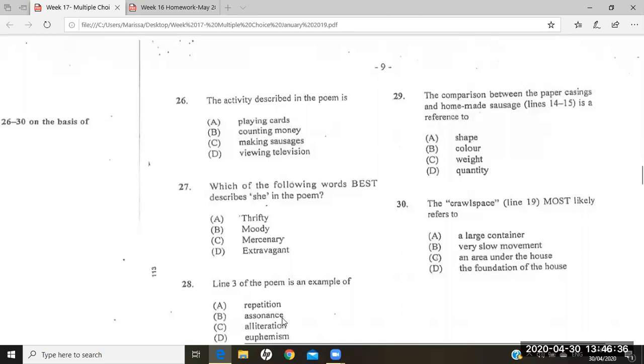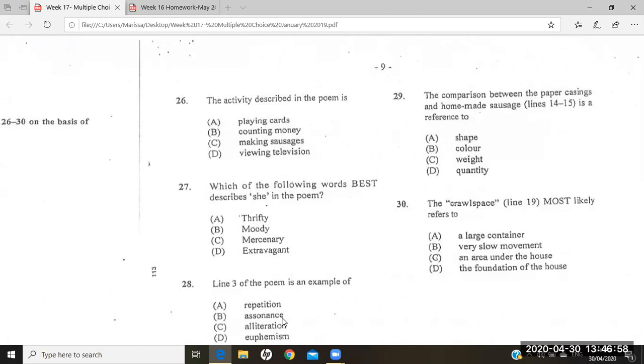So like the ending of the word sounds the same with the next word following it. Okay, no, that's not assonance. Can you pick someone to help you answer? I meant like it will have the same letter at the end of the word.